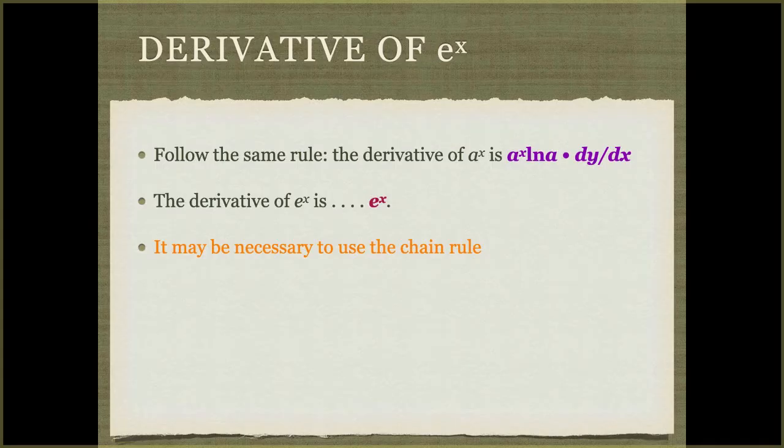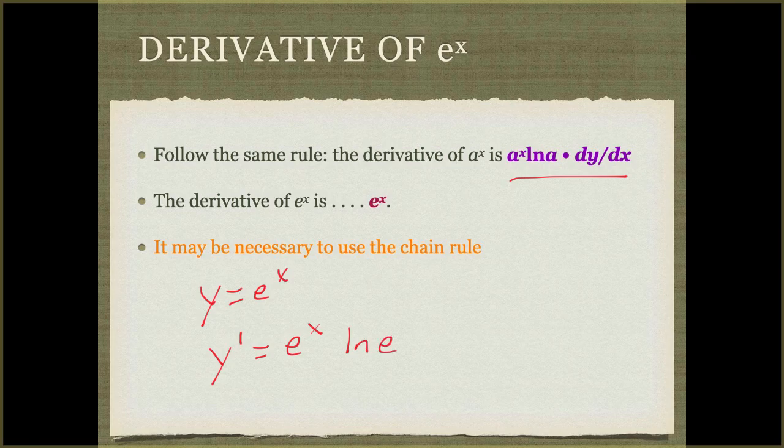If I have a function y equals e to the x, what happens if we take this rule is we would have y prime is, again, e to the x, the natural log of e times the derivative of x, which is 1. Well, the natural log of e, these are inverses of each other. The natural log and e are inverses, so it just becomes 1. And so y prime just becomes e to the x. So the derivative of e to the x is just e to the x because of these algebraic rules.